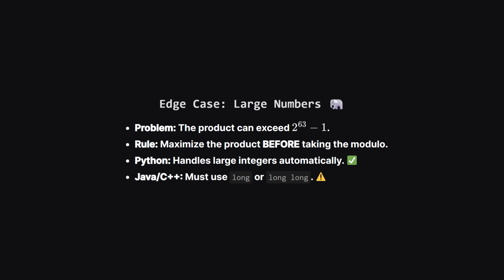I want to highlight a very specific edge case here. The problem asks for the result modulo 10 to the 9th power plus 7. A common mistake is to apply the modulo during the multiplication to keep numbers small. Do not do this. We need to find the actual maximum product first. That product might be huge, way bigger than a standard 32-bit integer can hold. Python handles massive integers automatically, so we're safe. But if you are using Java or C++, you absolutely must use the long type to store your product, otherwise you will get an overflow error.